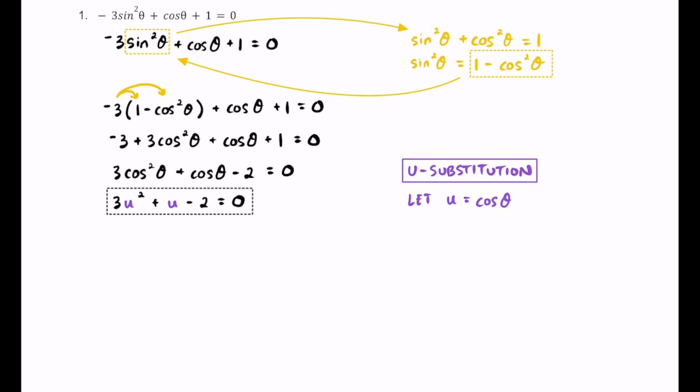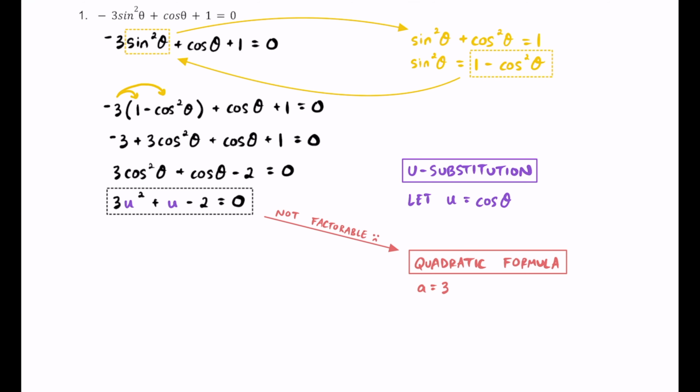While some trinomials are factorable, unfortunately this one's not going to be. You can use different strategies, but I'm going to use the quadratic formula to solve this quadratic equation. Where a is equal to 3, that leading coefficient, b is equal to 1 since we have 1u, and c is equal to -2, that's the constant term.